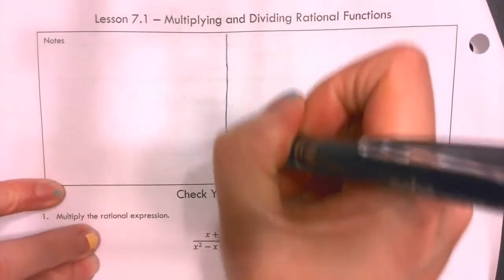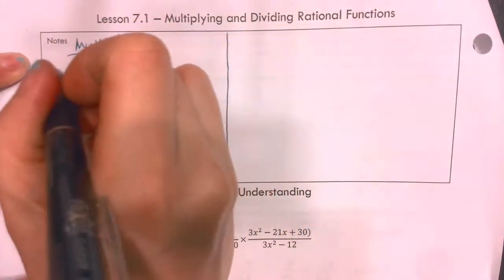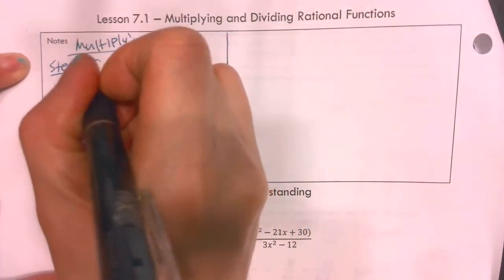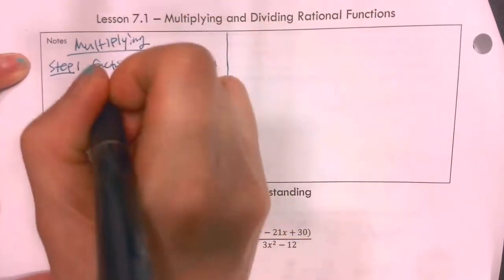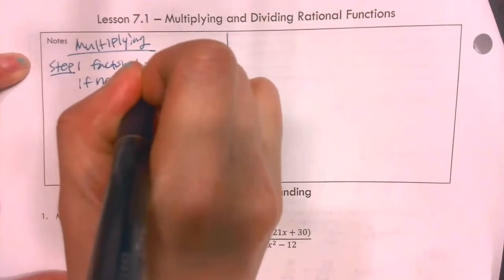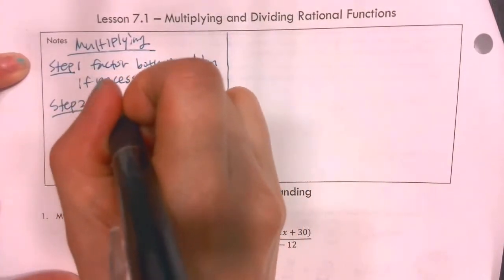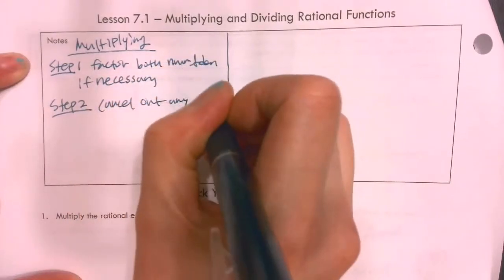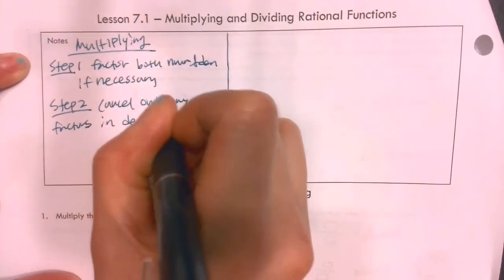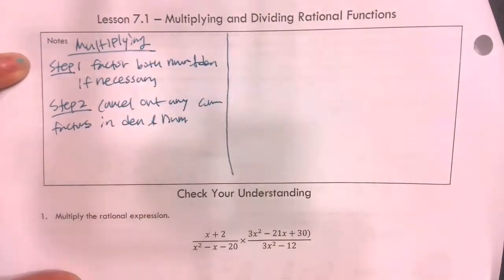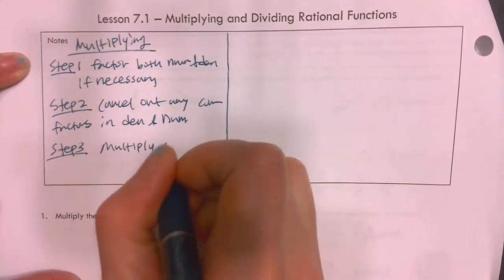Let's talk about multiplying first. Step number 1. Factor both numerator and denominator if necessary. Step 2, and I'll explain this when we do the examples. Cancel out any common factors in the denominator and numerator. Step 3, multiply across.